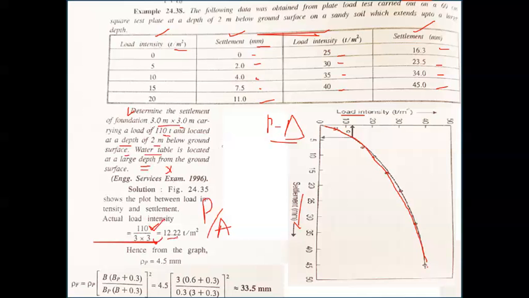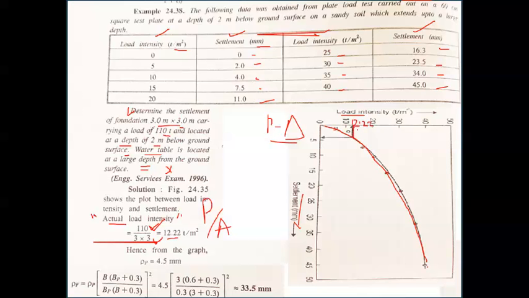So this is nothing but the actual loading intensity, what we are calling the actual loading intensity. Now, if you are obtaining 12.22 as the actual loading intensity, the next step is very simple. You have to go in the reverse direction. We have to locate 12.22 somewhere here.